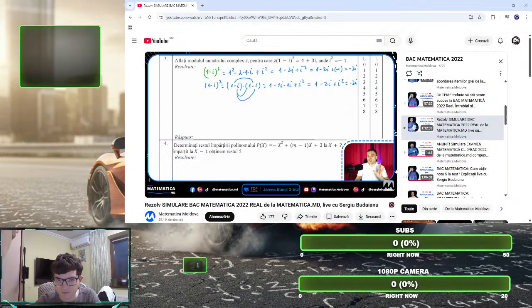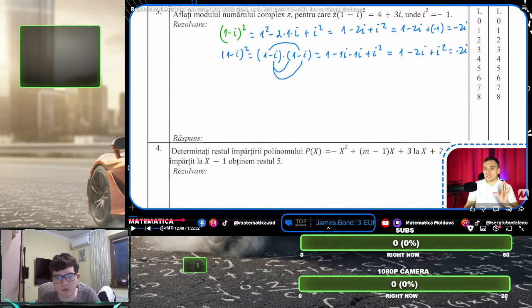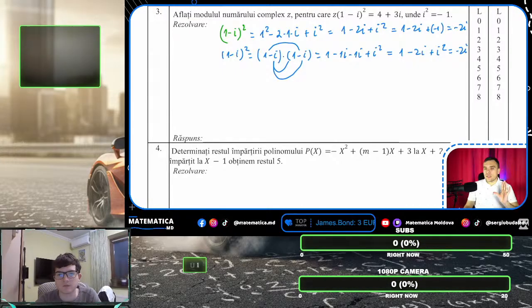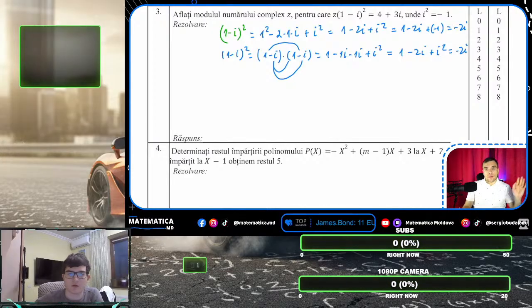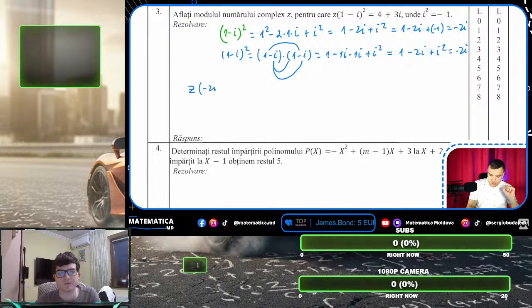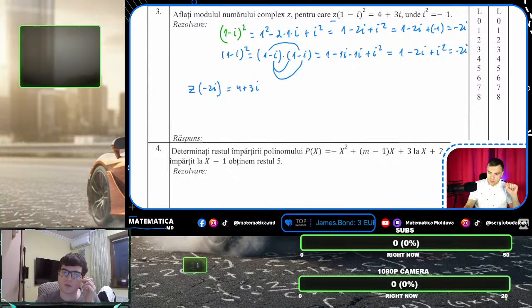I was here. We got this minus 2y for two possibilities. They're both pretty much the same thing. Not much difference. Let's go with z there, and equal to that 4 plus 3i.